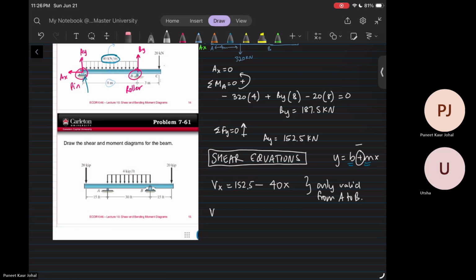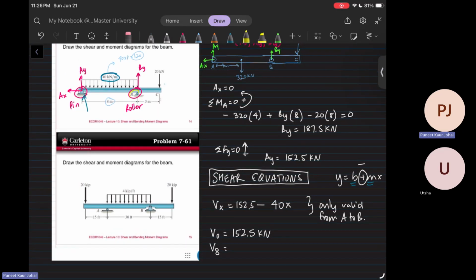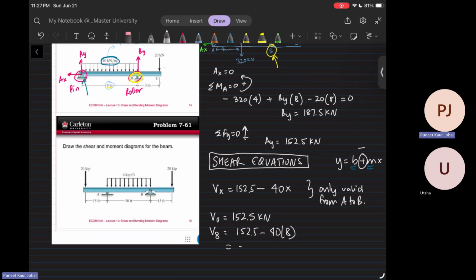So V naught, which basically means at the starting point, it's 152.5 kilonewtons. We can figure out what happens when X goes to 8, which is basically me trying to find out what is happening at B, which is 8 meters away. For that, all you have to do is just plug your X as 8 here. You do the math, and I think we got negative 167.5 kilonewtons.